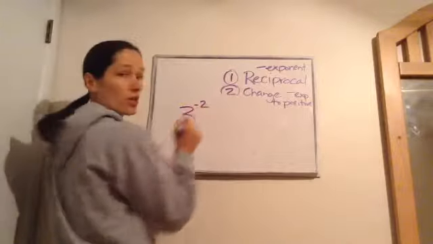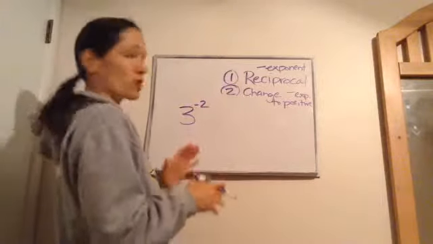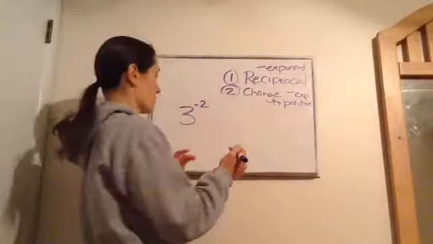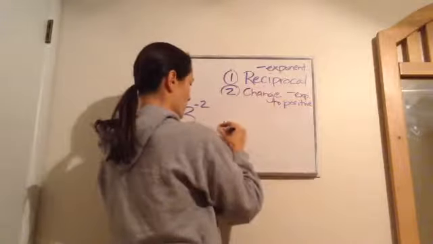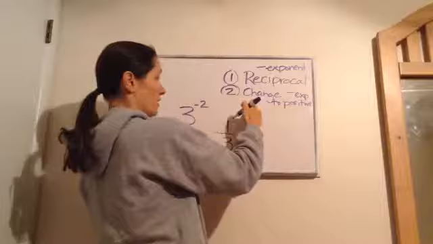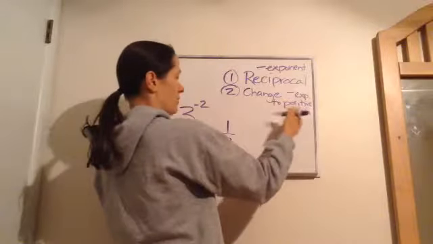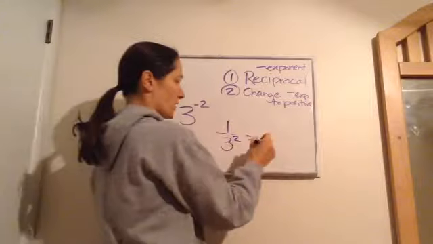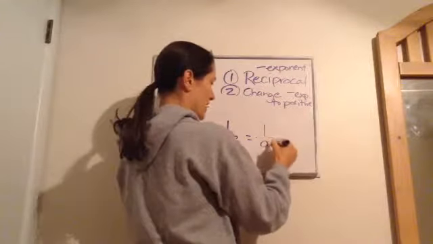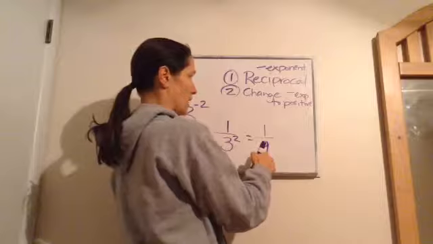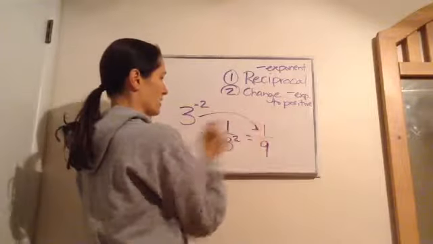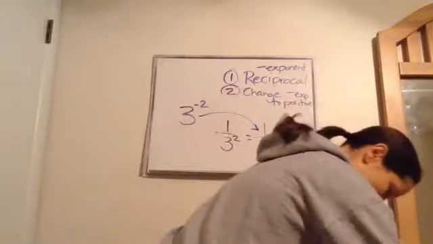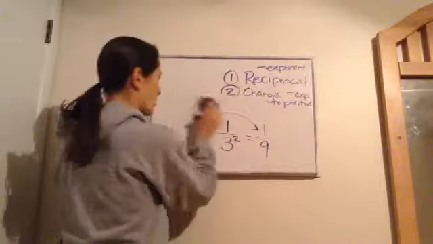3 to the negative 2 power. Alright, what's my first step? Make it into its reciprocal: 1/3. And then change the negative exponent to positive, and you put it above the 2 because that's what you're working with. Final answer? 9, because 3 times 3 is 9. So the answer to this is that. Got it? Just try a few more.